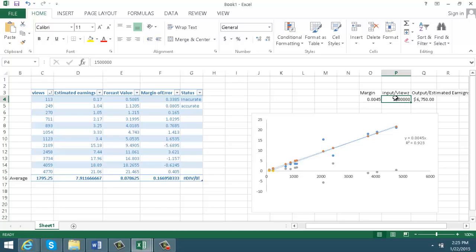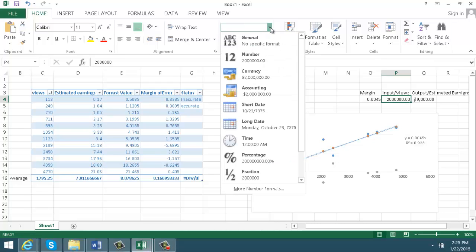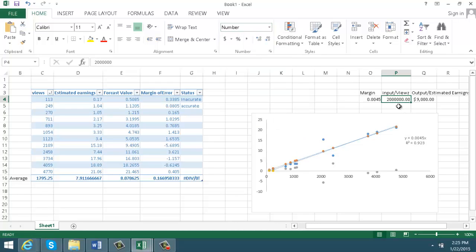So I have the model right here. You can put in 2 million here and you can make 9,000. 2 million. Okay, 2 million views, then you are gone. If you can make 9,000, okay, this is it, right?